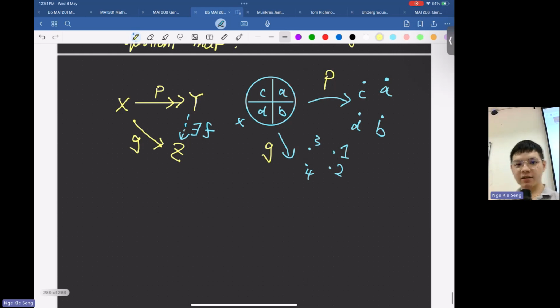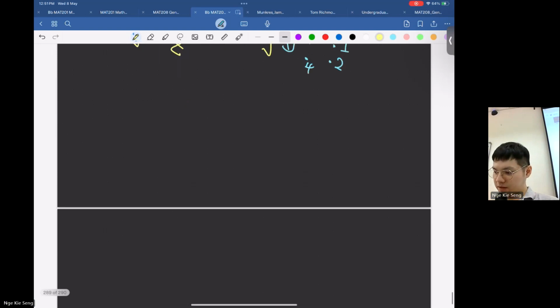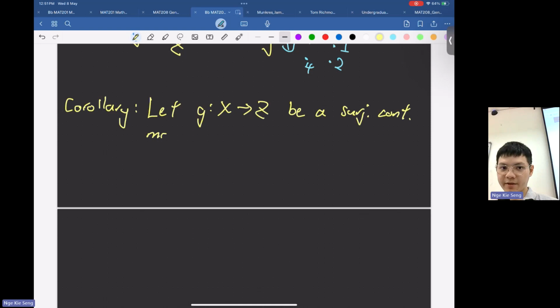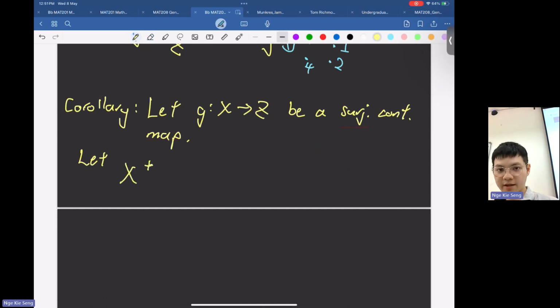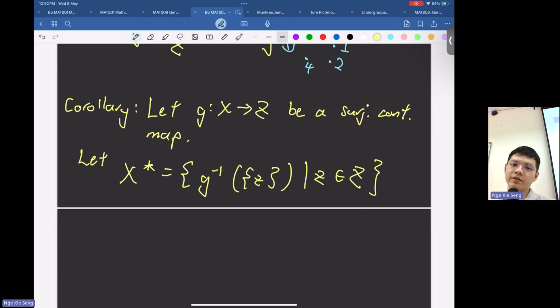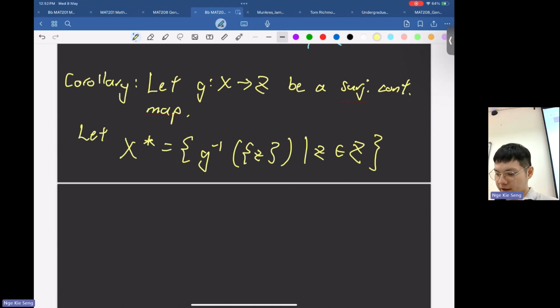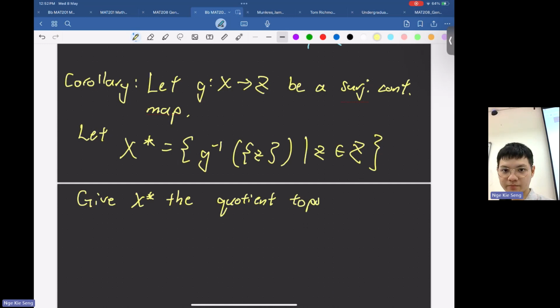And there's another example I want to talk about. The corollary is: if you have a surjective continuous map, then what can you do? You also consider this quotient space here. Let X star be similar to what we discussed just now. You consider all the pre-images of your codomain, and then give it the quotient topology, so that G becomes a quotient map. So what happens here?